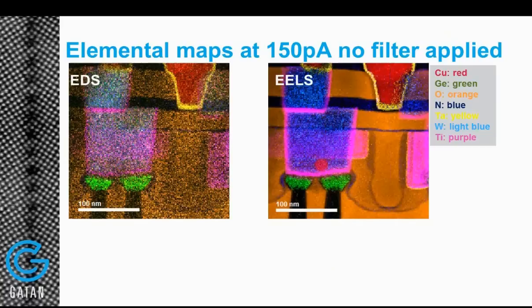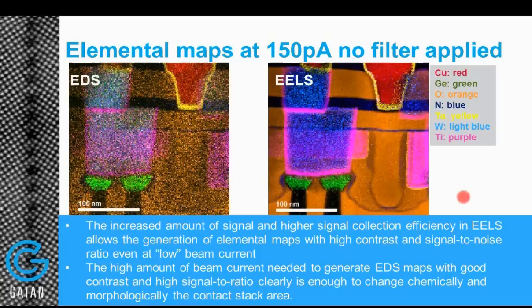You have enough signal. This is because the increased amount of signal and higher signal collection efficiency in EELS allows the generation of elemental maps with high contrast and signal-to-noise ratio, even at low beam current. This is a very important point. But if you want to generate an EDS map, even with the latest generation of EDS detector, if you want to generate a good EDS map in a fast manner, you need a high amount of current. And we've seen in this particular case, this sample doesn't stand the high beam current. We change chemically and morphologically the contact stack area. So basically, the data set that we took at 850 picoamp is not real, it doesn't really represent the sample.